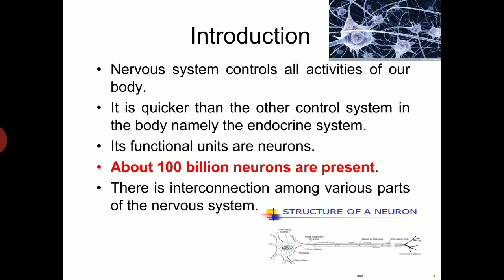Nervous system controls all activities of our body. It is quicker than other control system, for example, endocrine system. Its functional units are neurons, and about 100 billion neurons are present. There is an interconnection among various parts of nervous system.